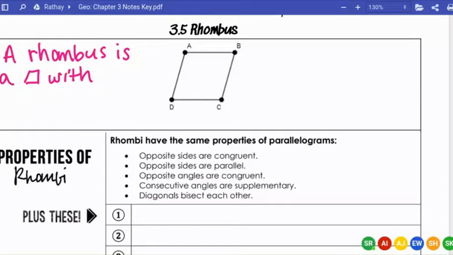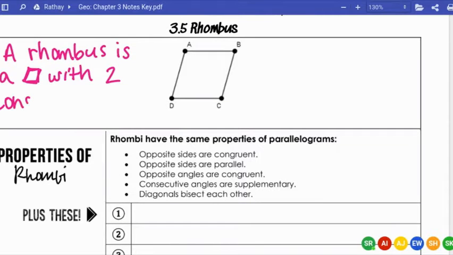3.5 has to do with rhombus. A rhombus is a parallelogram with two consecutive, meaning next to each other, sides congruent.